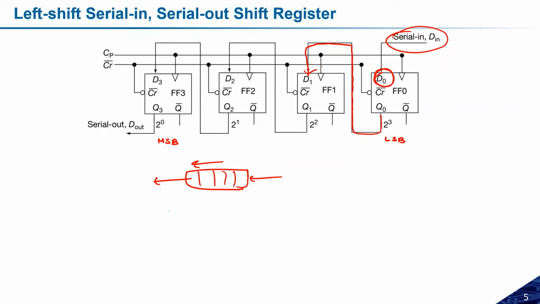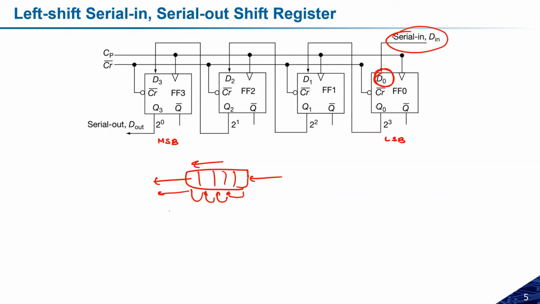Now what we need is that the output of the first flip-flop should be connected to the input of the next flip-flop, because this will be transferred to this one, this will be transferred to the next one, and so on, and from the MSB I have to take the output. So the important point of consideration here is that I need to take the output of the LSB flip-flop and connect it to the next one. Okay, and this is what these lines are doing.